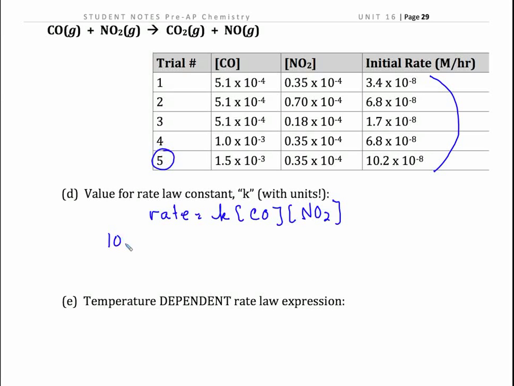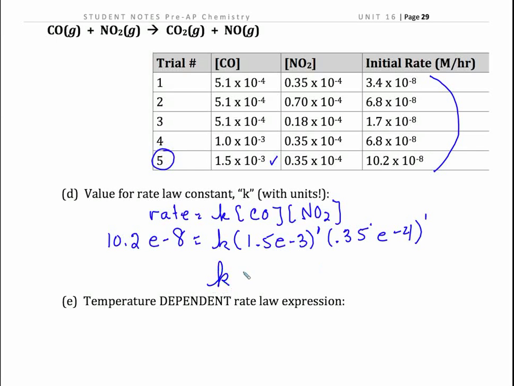I happen to have chosen 5. So 10.2 times 10 to the minus 8 is K times 1.5. I'm plugging in for carbon monoxide, and that's to the first power. 0.35 times 10 to the minus 4, also to the first power. Cross multiply, and voila, through the magic of algebra, you should get K is equal to 1.9.